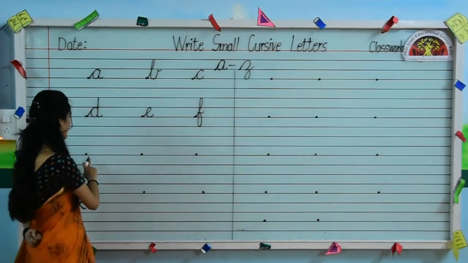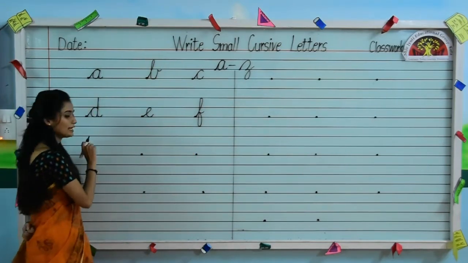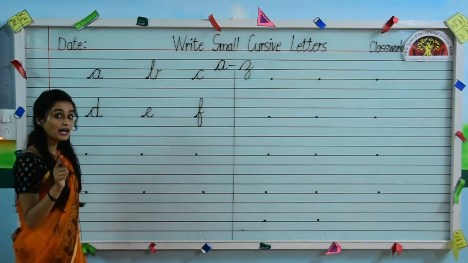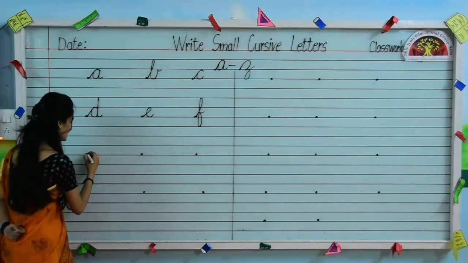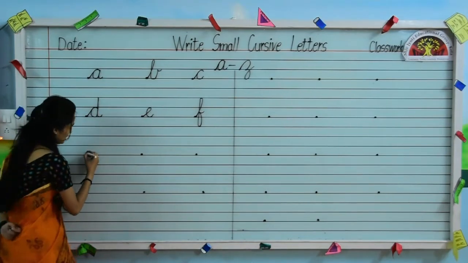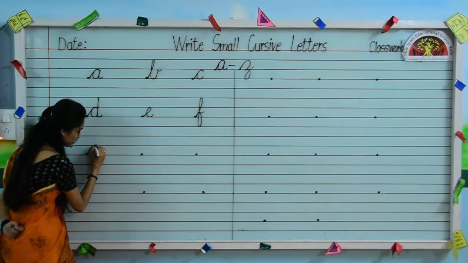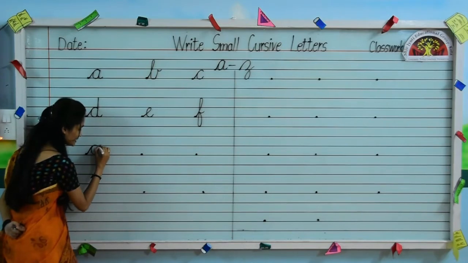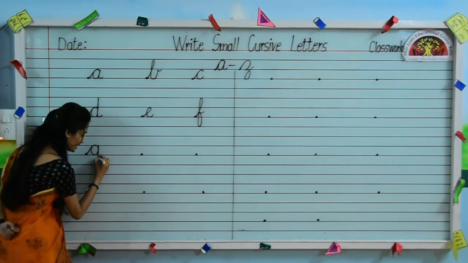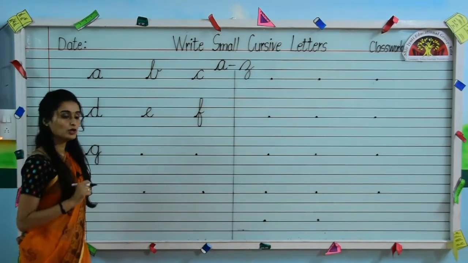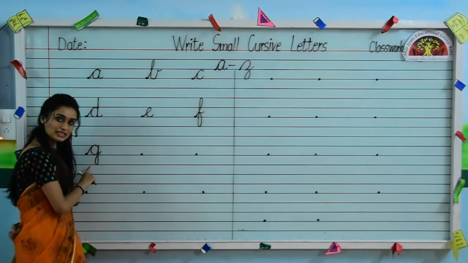Now come on the next line. Tell me what should I write over here? After F, the next letter is G. So we will write G over here. Put your pencil on the dot and slanting line up, make a curve. Touch the second line, come down straight, touch the fourth line and a loop like this and out. This way you have to write your letter G.